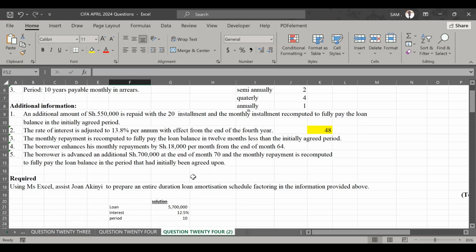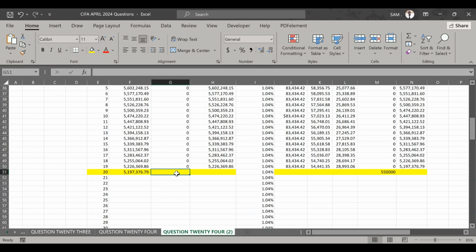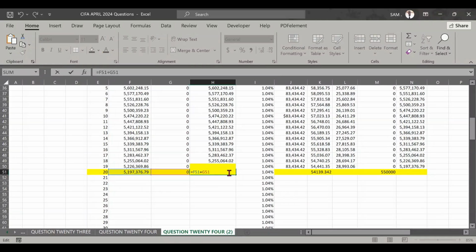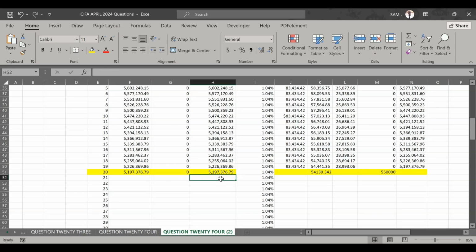According to note number 1, the only thing we have to adjust is the additional lump sum payment together with the installment of 550,000. So we come there and put a 0. We don't have any additional loan. Then the total loan opening balance is the opening balance brought down plus any other additional loan, which we do not have. So that gives us that amount of 5197.